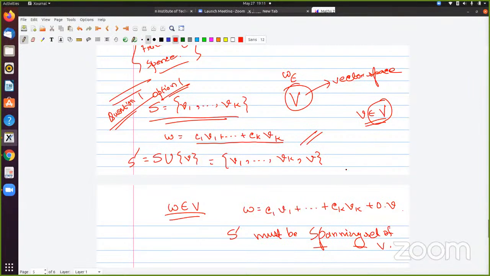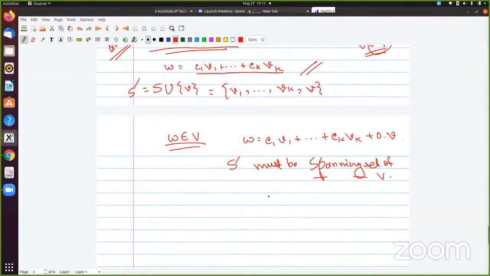Now for the first option, I am adding another vector W inside that. The question was, can we still write any vector of V as a linear sum of these vectors? Yes, we can, because we can write it as a sum of V1 to Vk itself. For the last element I have added, I can put a 0 in front of it. It will not change anything. So that's why the first option was correct.